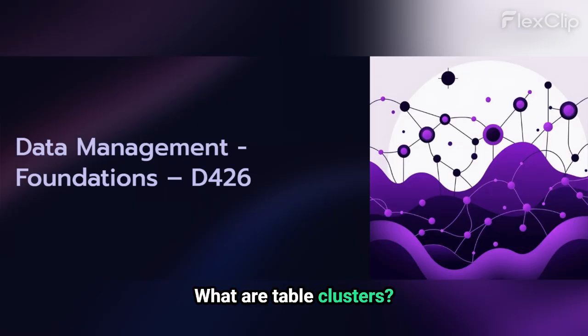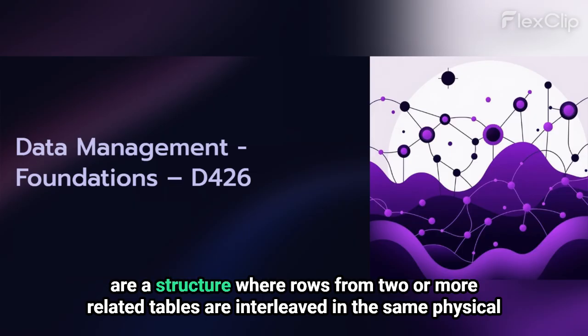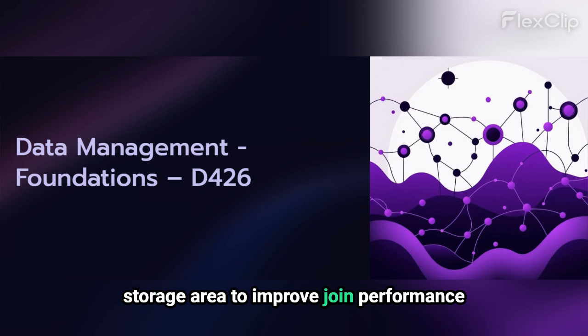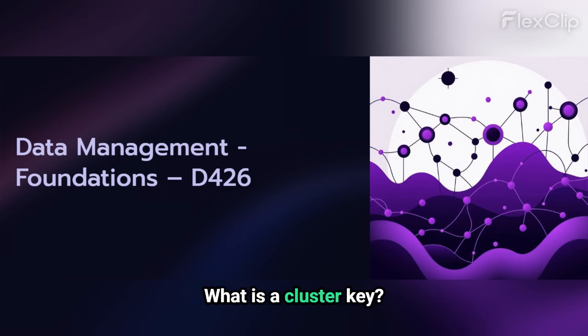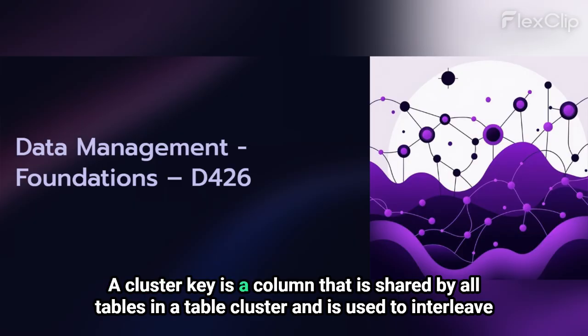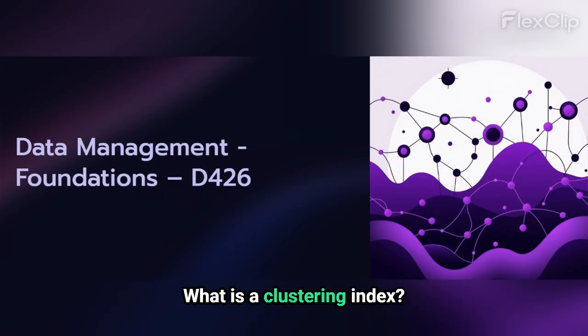What are table clusters? Table clusters, also called multi-tables, are a structure where rows from two or more related tables are interleaved in the same physical storage area to improve join performance. What is a cluster key? A cluster key is a column that is shared by all tables in a table cluster and is used to interleave the data.